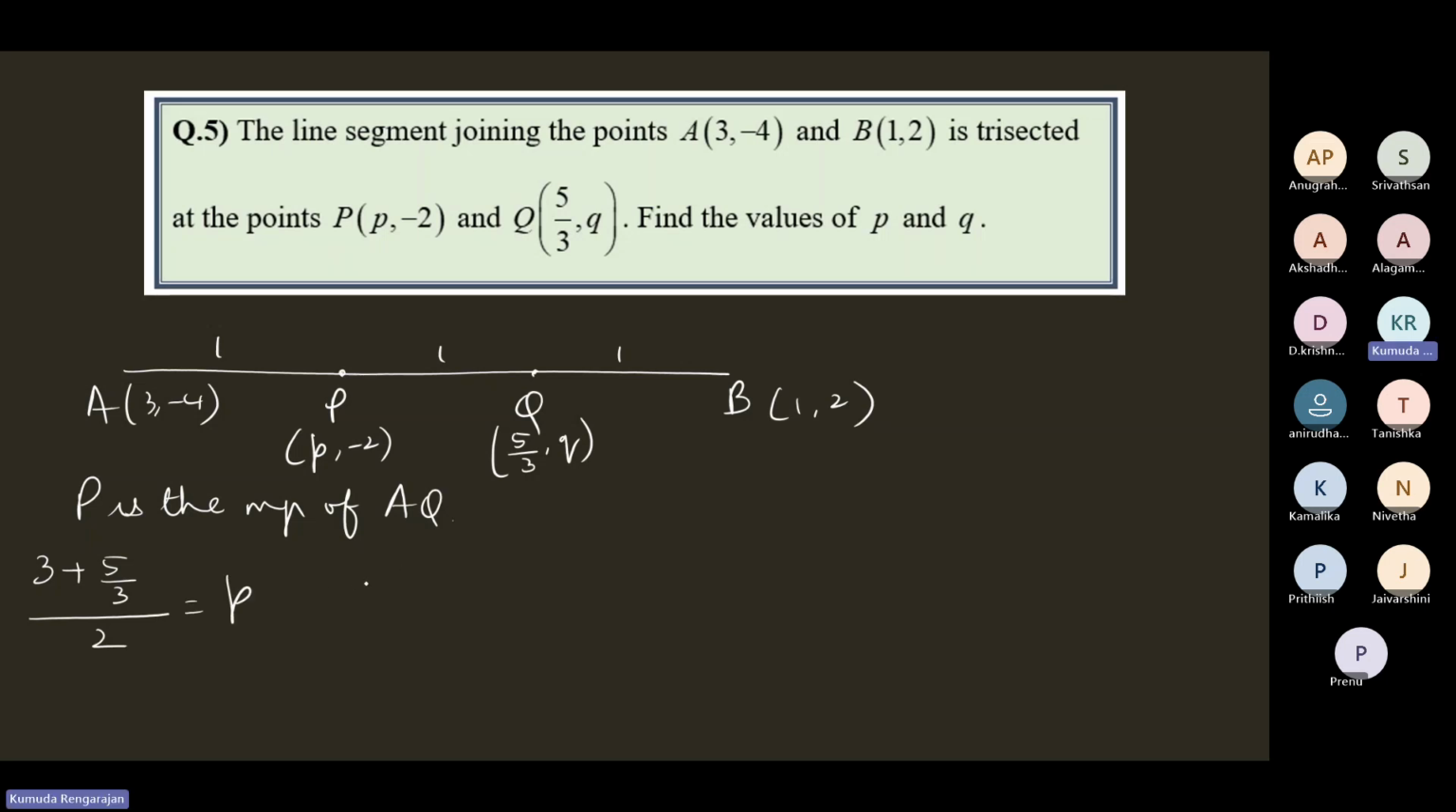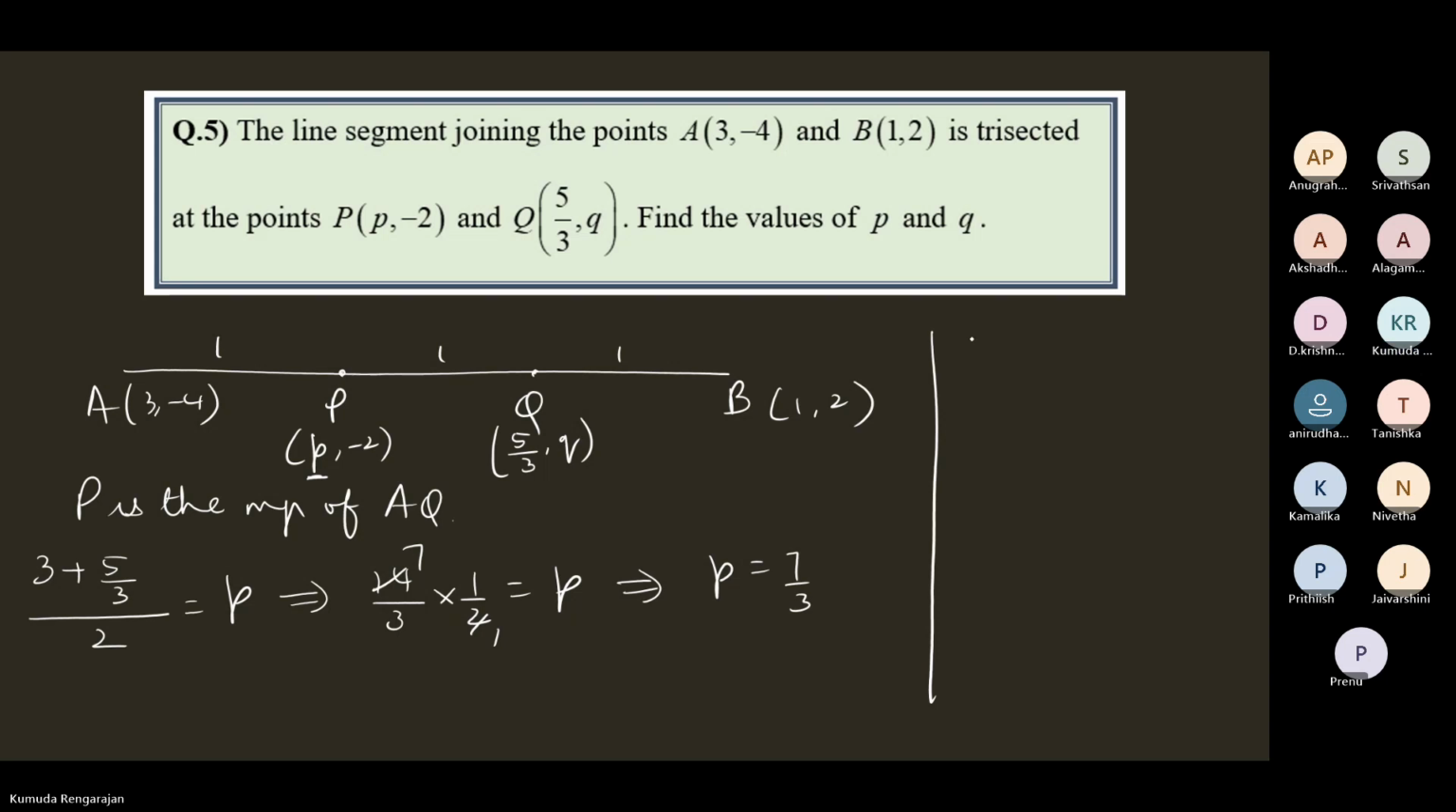So because P is the midpoint of AQ, you can use the midpoint formula, (x1 plus x2) by 2. 3 plus 5 by 3, that is 9 plus 5, 14, 14 by 3, divided by 2, so it will be 14 by 3 into 1 by 2 is equal to p. So 2 sevens are 14, so this implies p is equal to 7 by 3.